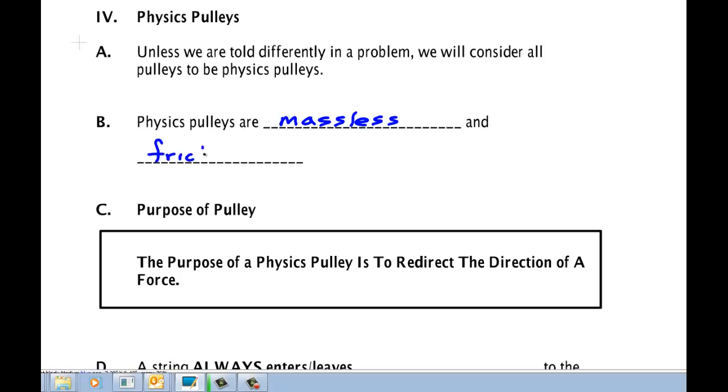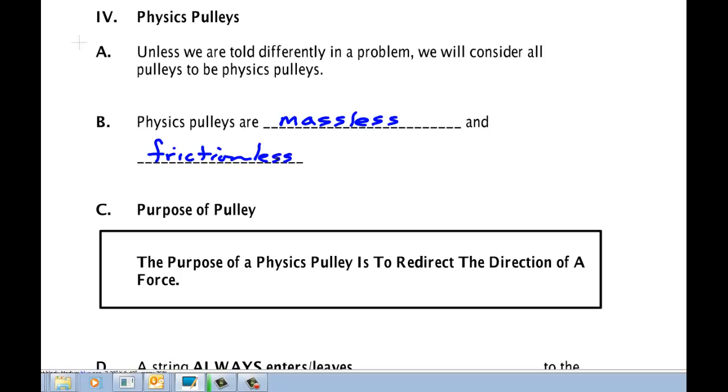Real pulleys are not this way. Real pulleys have mass, and that means we have to consider the fact that you're going to have something make that mass accelerate, and also they have friction. Now we'll come back and deal with more realistic pulleys, like really heavy pulleys, in one of the later chapters when we deal with rotation. But for now, we're going to deal with what are called physics pulleys, and they have this purpose.